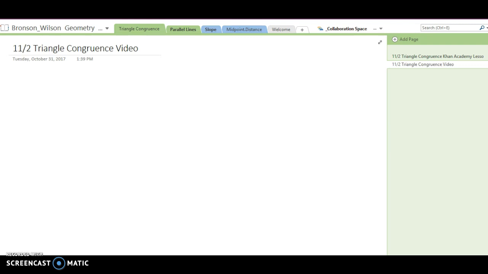Today we are talking about triangle congruence. If you were in class, you probably have already cut out your triangles and looked at how the sides are congruent. Now let's talk about how to mark these triangles correctly to see what is congruent.